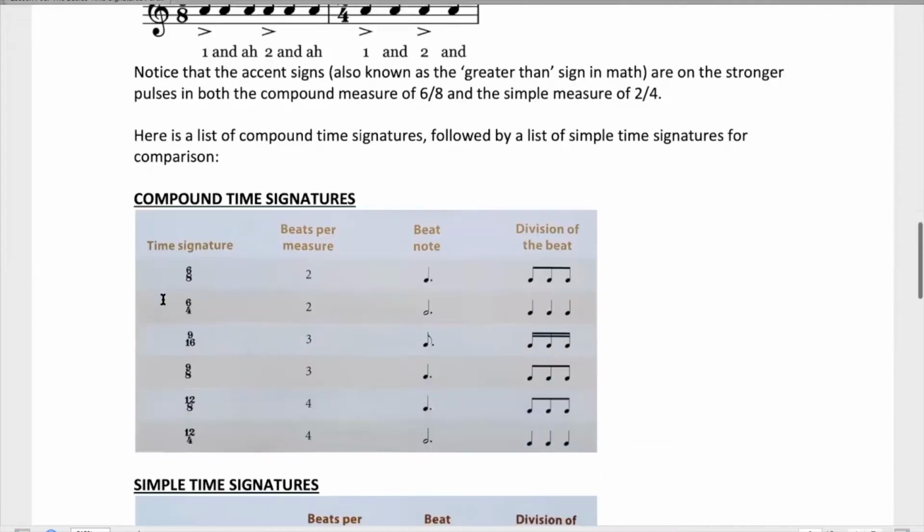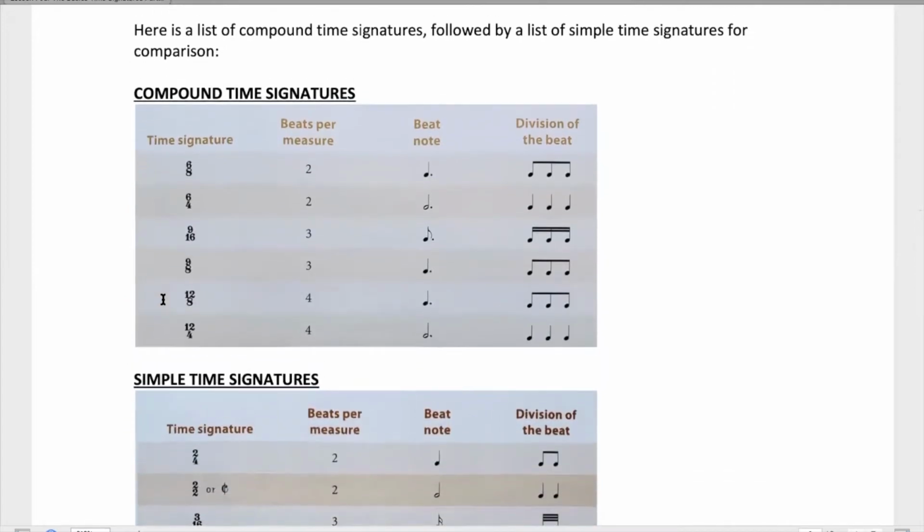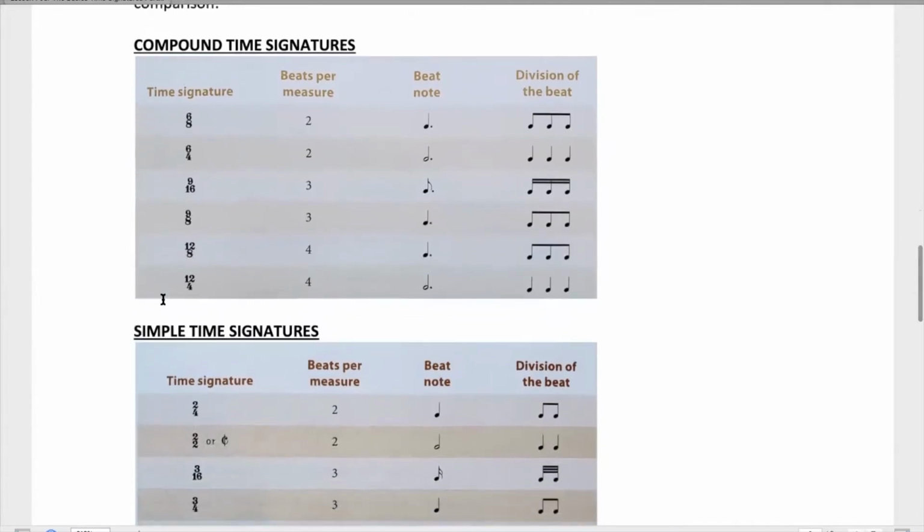Here is a list of compound time signatures followed by a list of simple time signatures for comparison. Compound time signatures, let's go over these. We hadn't had a chance to really go over it in our lesson with the San Diego chorus. For 6/8 time, the unit of measurement of the beat is eighth notes, as indicated by the lower number. The number of beats per measure is 6. If subdivided, it becomes 2 larger beats, 2 sets of 3.